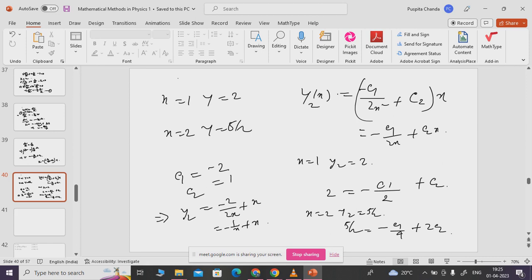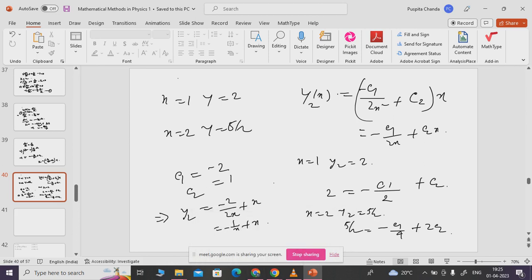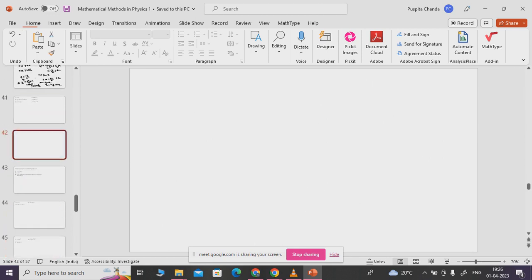So y will be minus 2 by 2x plus x. So it will be minus 1 by x plus x. Okay, it's minus 2, minus minus plus, so it will be that. So y is equal to x plus 1 by x.